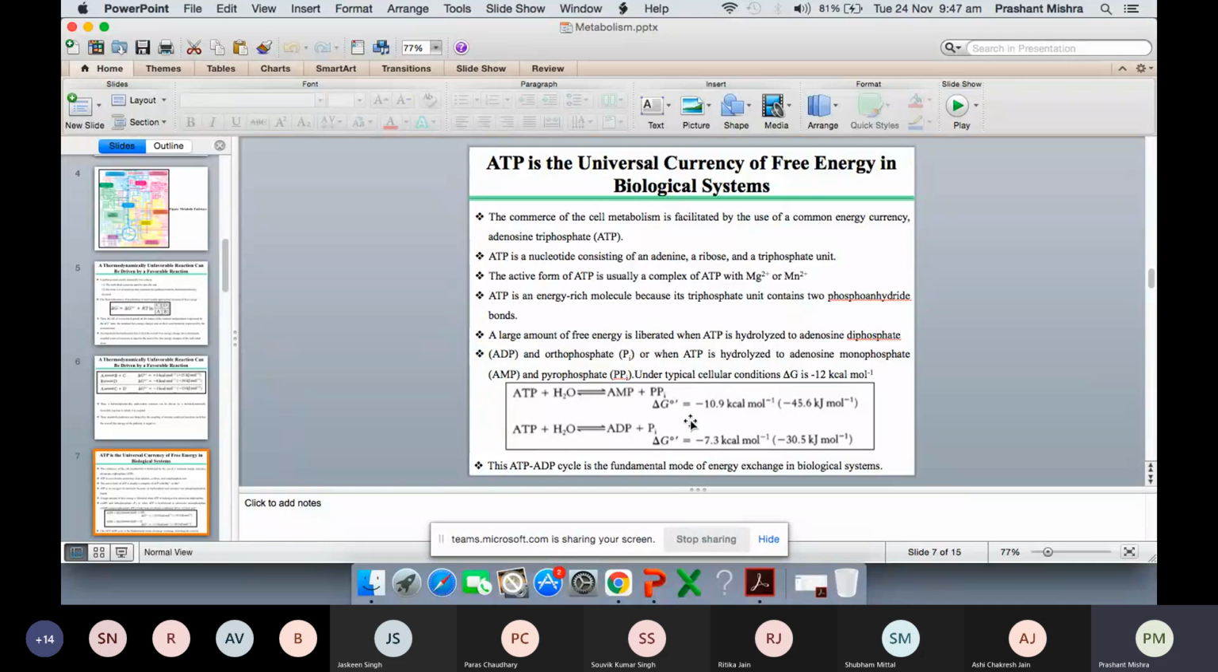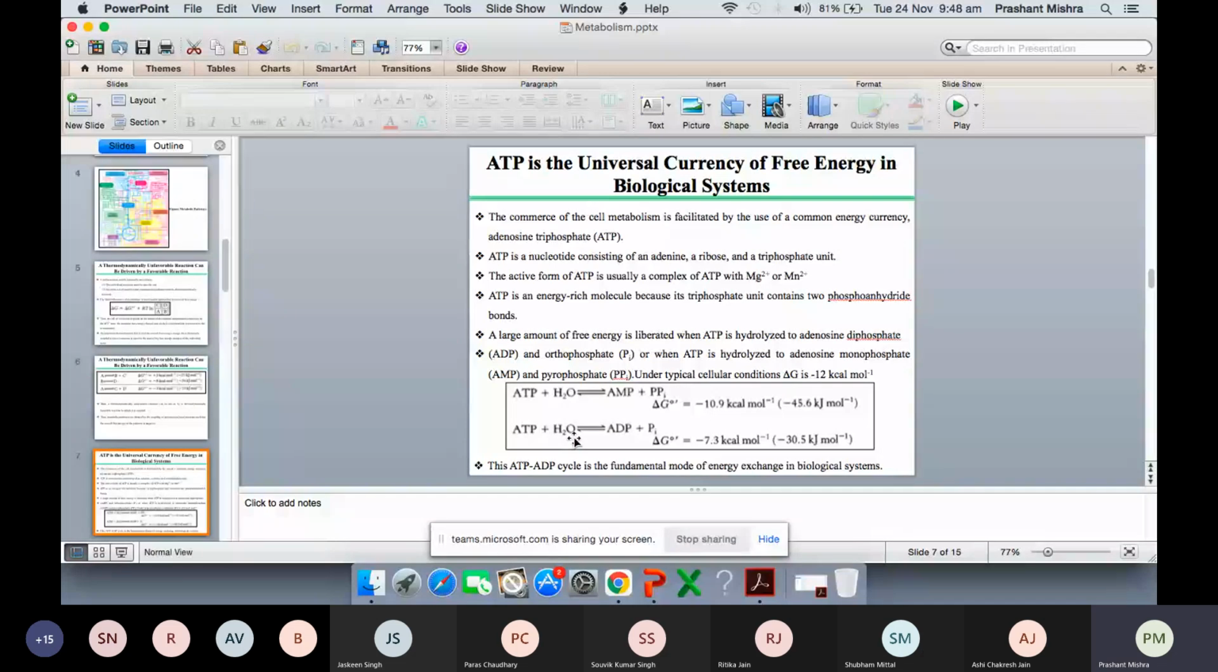I am giving you this reaction. Why? Because when ATP is hydrolyzed to ADP and Pi, you get delta G of minus 7.3 kilocalorie. This is under standard set of conditions, so I'm giving you delta G zero prime. But if I look at this reaction inside the cell, where the typical concentrations of ATP, ADP, and Pi are taken into consideration, it is going to be minus 12 kilocalorie per mole. So there is a slight difference between the standard free energy and the cellular condition under which we are calculating delta G for ATP hydrolysis.